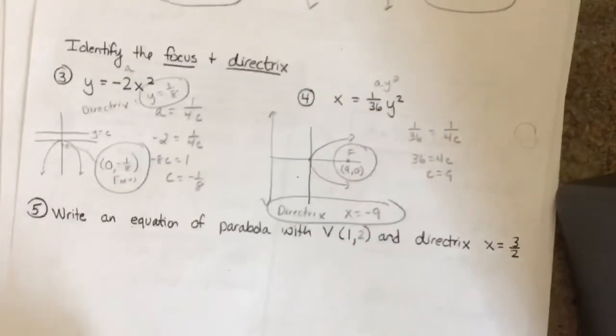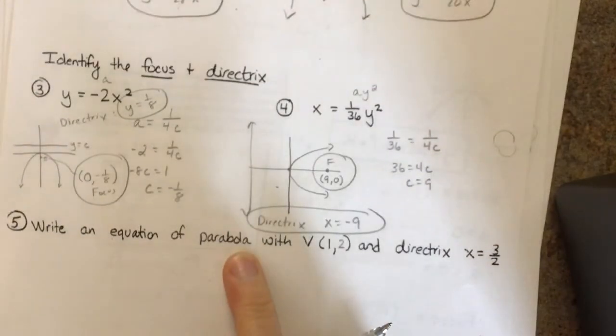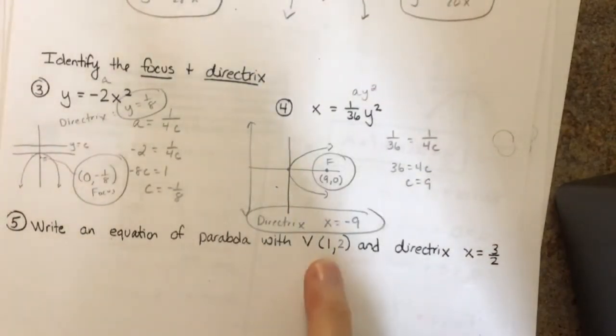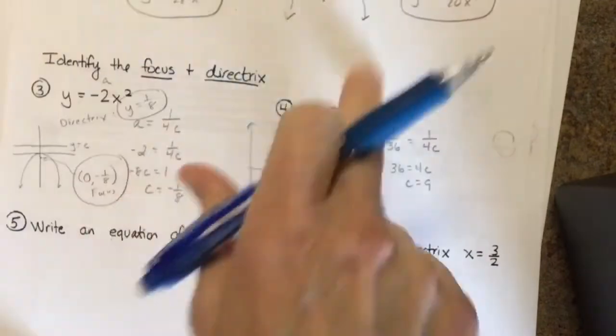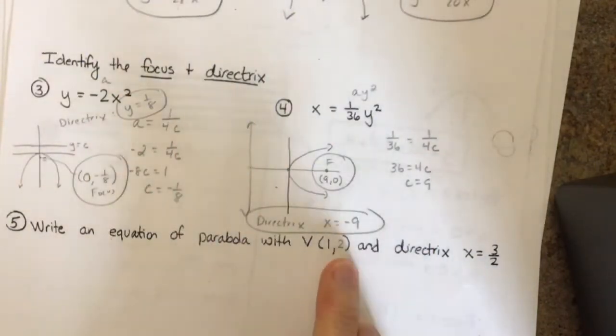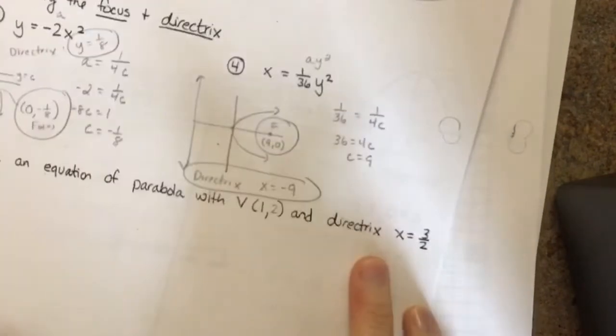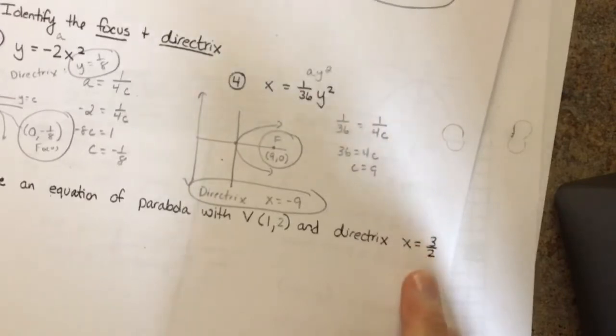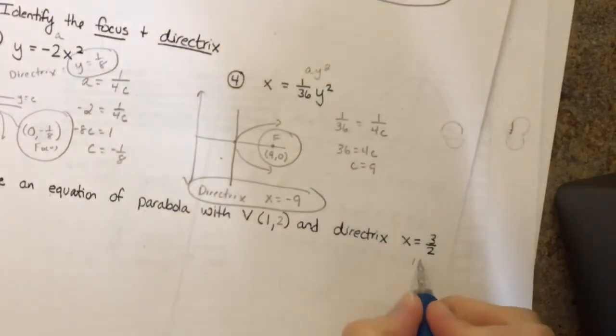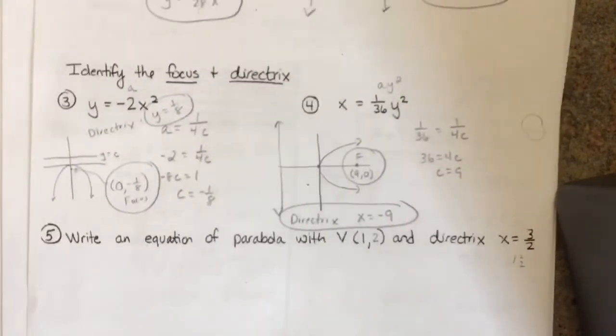All right. Now we're going to move on to writing the equation of a parabola with a vertex that is not 0, 0. These all had 0, 0. Now it's 1, 2, and it has a directrix. X equals 3/2, which is 1.5. Right? Okay, problem number 5.